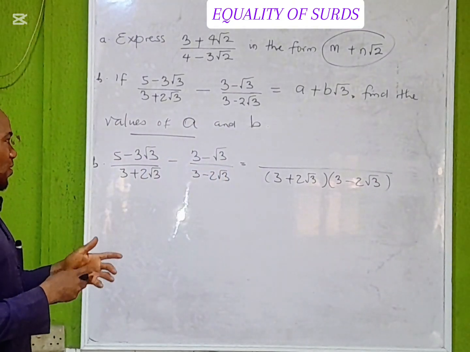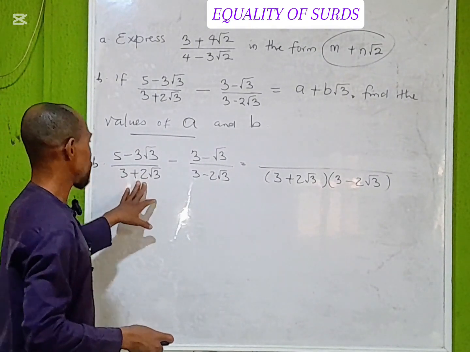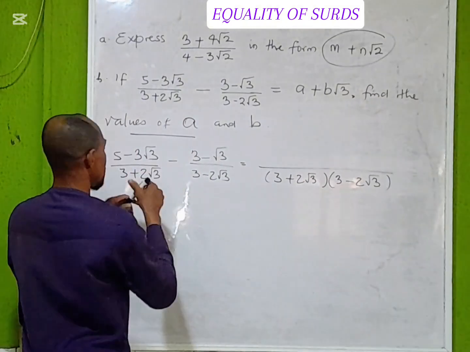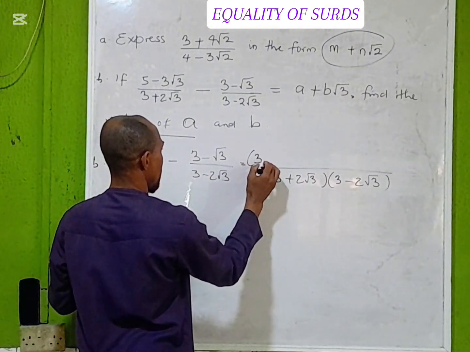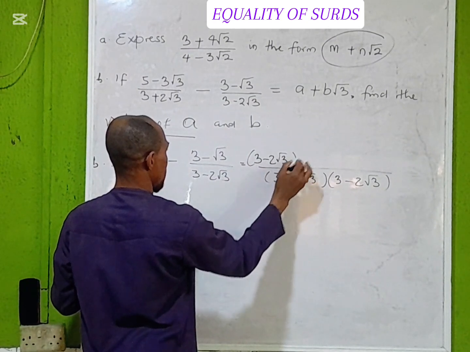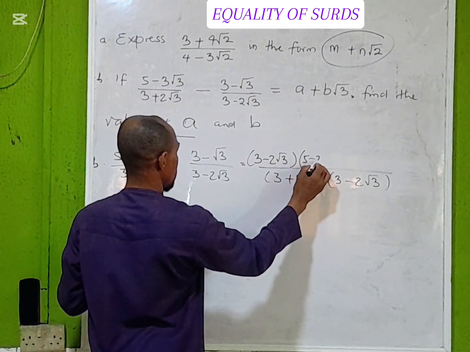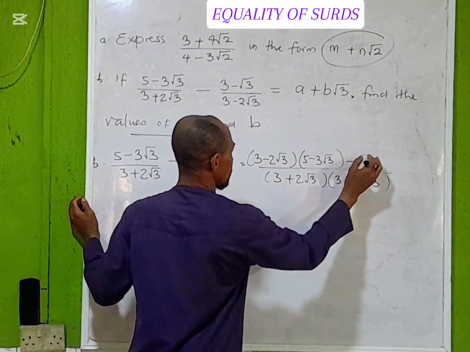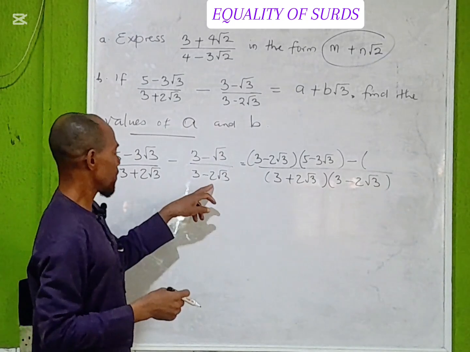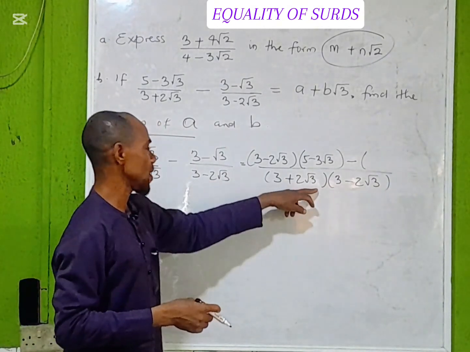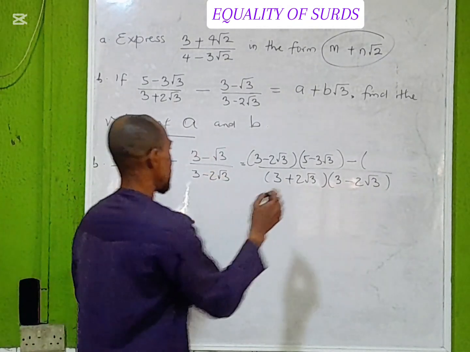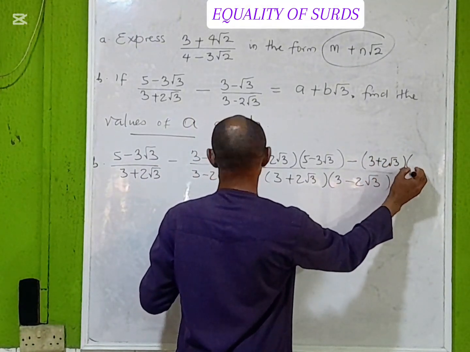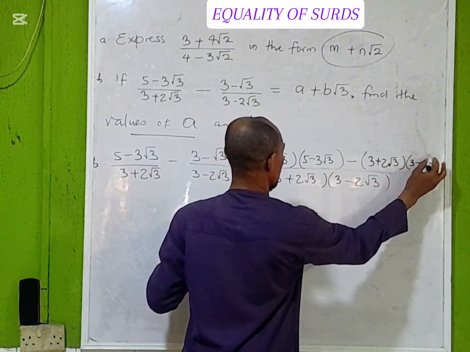That's the LCM. So we go 3 plus 2 root 3, we cancel 3 plus 2 root 3. Then we have 3 minus 2 root 3 left, times this, we have (3 minus 2 root 3)(5 minus 3 root 3). That's for the first part. Then minus, similarly, 3 minus 2 root 3, we cancel 3 minus 2 root 3. We are left with 3 plus 2 root 3 multiplied by that. So we have (3 plus 2 root 3) multiplied by (3 minus root 3).